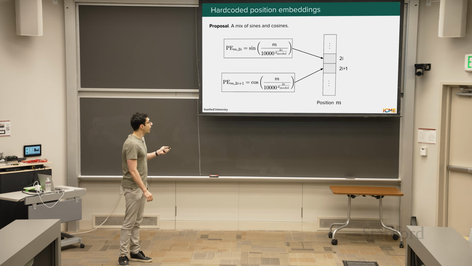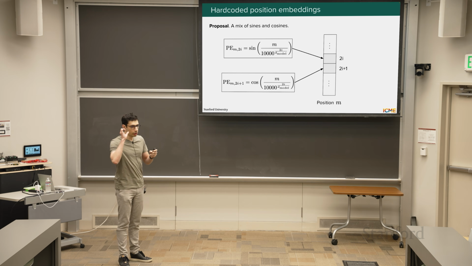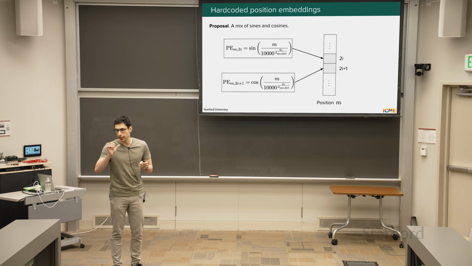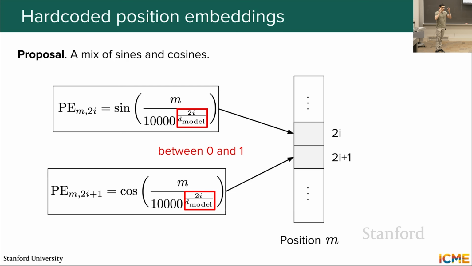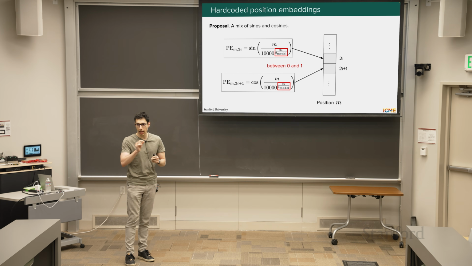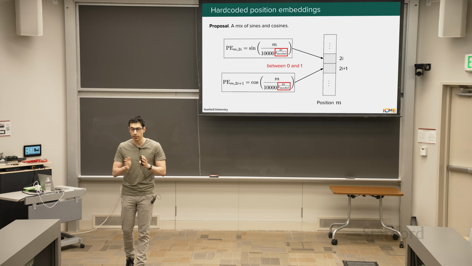So you see that you have the position as a numerator within these sines and cosines. And on the denominator, you have some huge number put at some exponent. And that exponent is a function of the position in the vector and the dimension of the embedding altogether, such that when you vary this i between the first and the middle position, you cover exponents from 0 to 1.